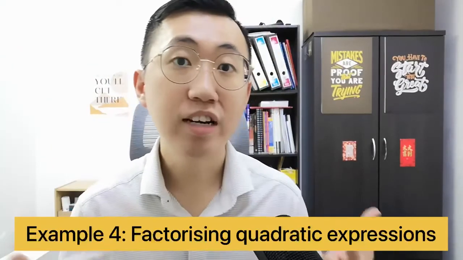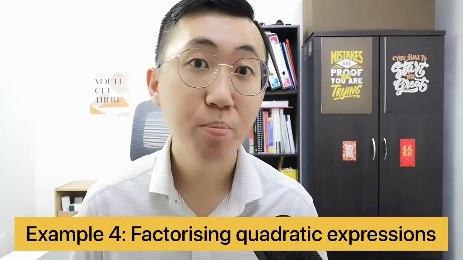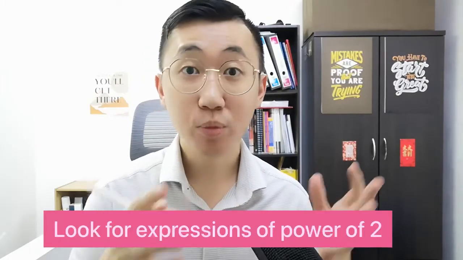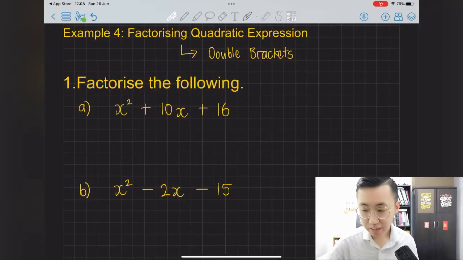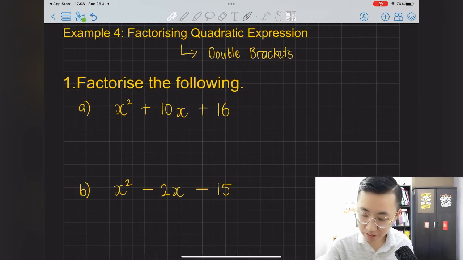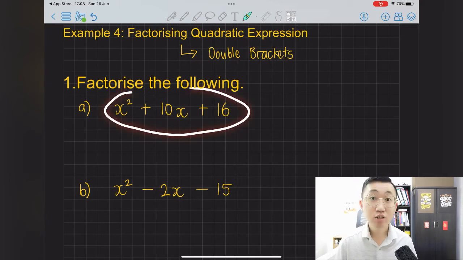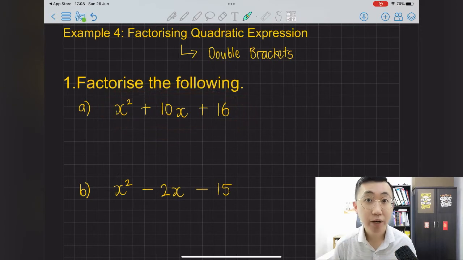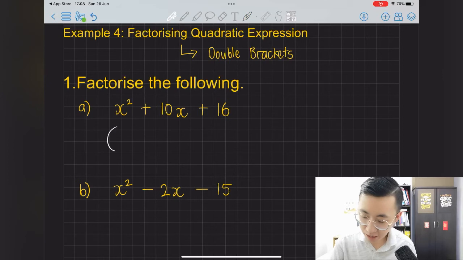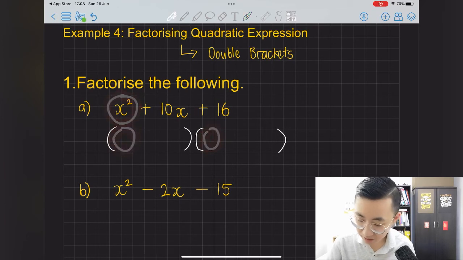Example 4, factorizing quadratic expression. Quadratic in maths means power of 2, so there will be something like x squared plus x plus 1. If you have this kind of pattern, then that is example 4. Whenever I see x squared plus x plus something, for example like this question right here, then you need to suspect the factorization will be a double bracket. That's the hint to you. So let's do double bracket. You lay out first, and then think about what times what will get you x squared. That will be x times x.